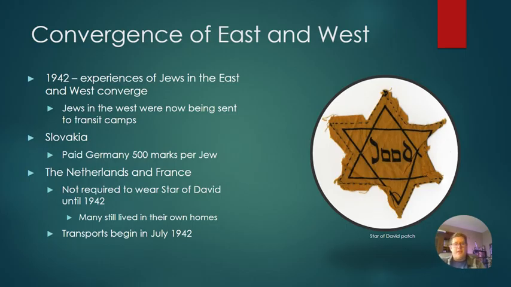In the Netherlands and France, it's a really unique experience because going into 1942, they were still living in their own homes. They hadn't been confined to ghettos. They didn't have to start wearing the Star of David until halfway through 1942. Transports will begin in July of that year from the Netherlands to killing centers. And at the same time, about 13,000 French Jews are confined to a sports arena in Paris. So it's important to note, by 1942, the West is starting to experience a lot of the same experiences that Eastern Jews have been experiencing since 1939 and 1940.